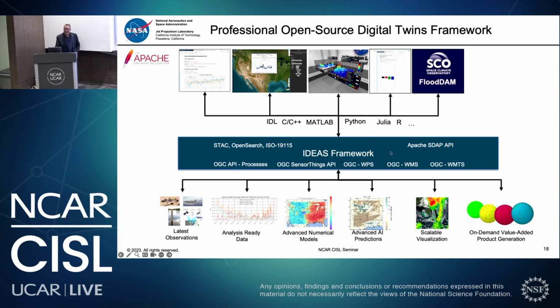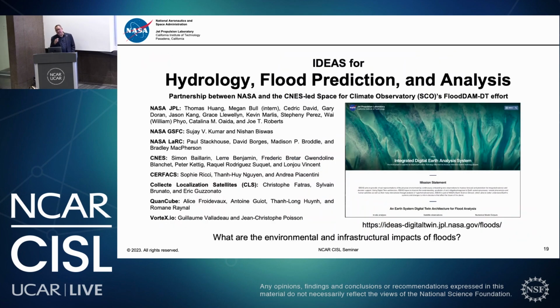But we are using common interfaces, and you could connect to this digital twin using any programming language. So you're not requiring your scientists to learn how to do everything in Python. You should be able to connect to the system using Fortran, as long as you can use HTTP connections, right? So the first application of this digital twin framework is the hydrology, or flood detection and prediction, solution that we're working on.